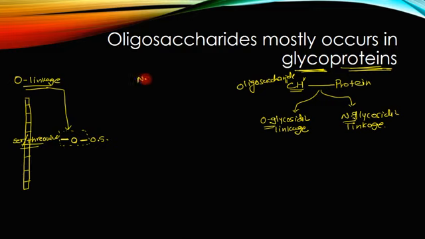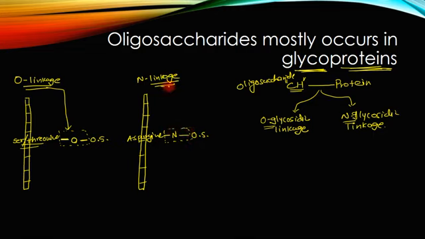Now for the N-glycosidic linkage, there is a protein chain made up of amino acid units, a polymer of amino acids, and if somewhere in this protein chain asparagine occurs, then this asparagine contains an extra nitrogen atom. This extra nitrogen atom takes part in the bond formation with the oligosaccharide. Then this particular bond is known as the N-glycosidic linkage, and we can call this glycoprotein an N-linked glycoprotein.